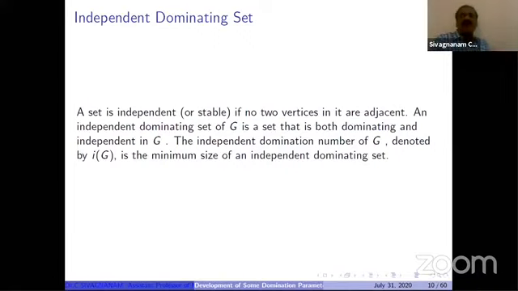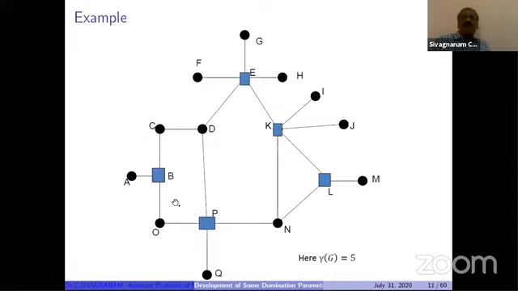So the independent domination number of a graph G, denoted by i(G), is the minimum size of an independent dominating set. In the previous example, you have to see the same gamma. Gamma is 5, as I already told you: E, K, L, P, B. These are the vertices available in the dominating set, the blue color vertices.